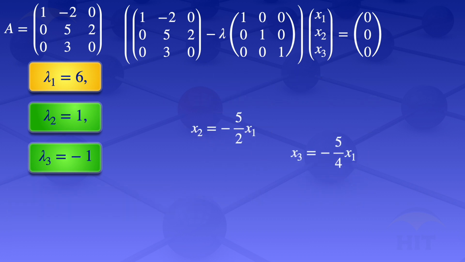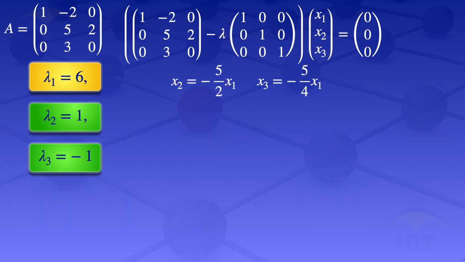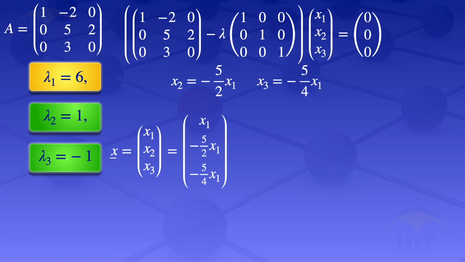So we are having those two equations. X2 is equal to minus 5 over 2 x1. X3 is equal to minus 5 over 4 x1. Our vector x, we say it is a column vector which has the elements x1, x2, x3. So substitute the x2 and the x3 which are above there, and we would have our vector is x1, minus 5 over 2 x1, minus 5 over 4 x1.